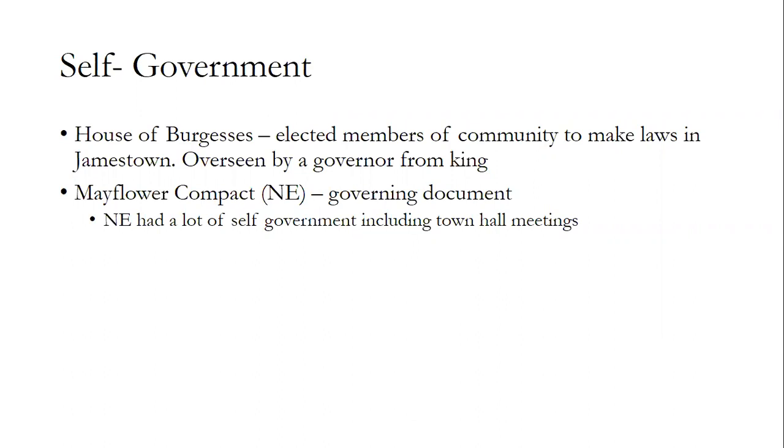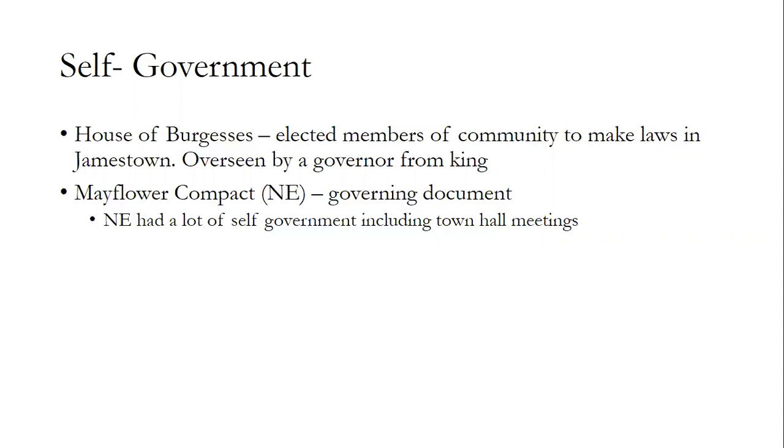The House of Burgesses was an actual organization. It was elected members. So you got to choose who the members of this House of Burgesses were. But there was a limitation, and that limitation was that this House of Burgesses was overseen by the governor who was appointed by the King of Great Britain. So the guy who was actually in charge of the House of Burgesses or was overseeing it was kind of like the supervisor from the king.